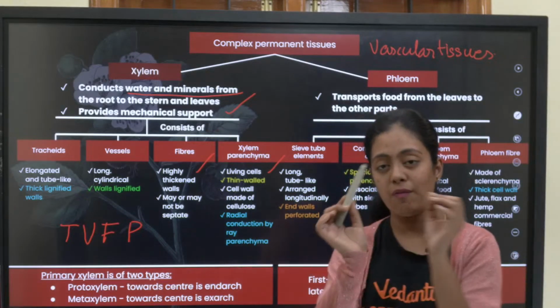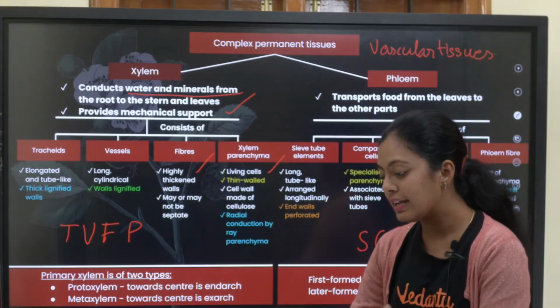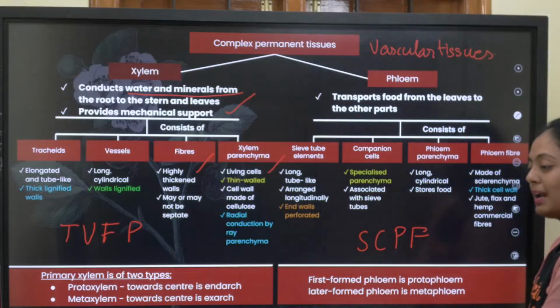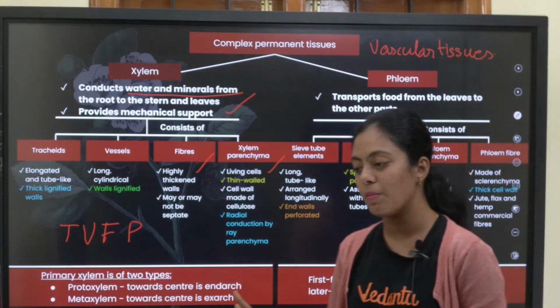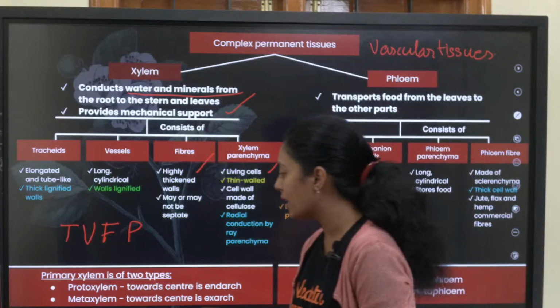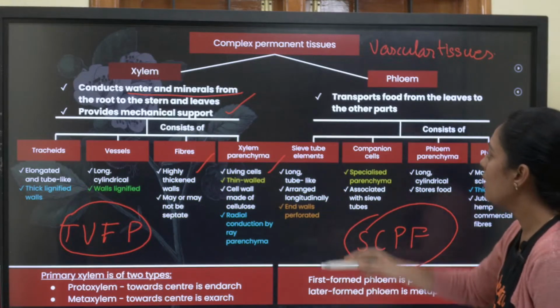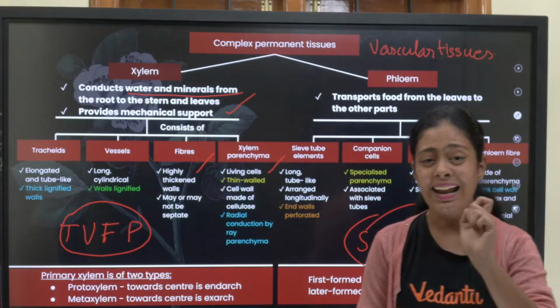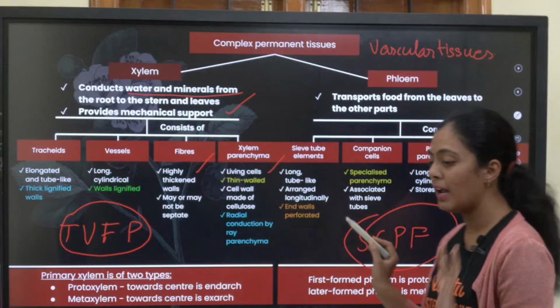Now let's understand the function of each one clearly. Tracheid, vessel, parenchyma and fibers. Sieve tube, companion cell, parenchyma and fibers. Absolutely correct. Super. So to avoid confusion, TVFP is for xylem and SCPF is for your phloem. Now let's see what a tracheid is, what a vessel is, what a fiber is, and what parenchyma is.